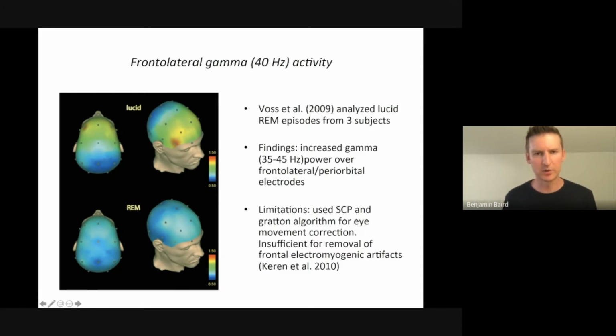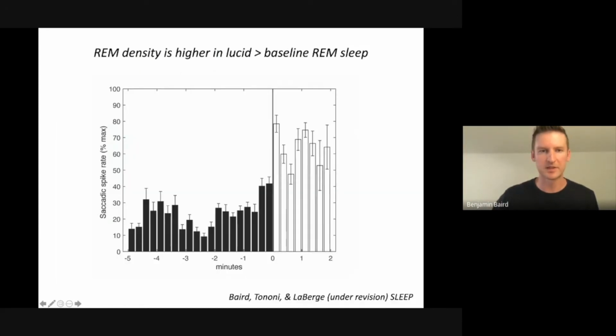One of the reasons that we were skeptical of this finding and wanted to critically investigate it was what I mentioned earlier. We know from the prior literature that lucid dreaming tends to be associated with increased eye movement density. And so indeed, if lucid dreaming has increased eye movement density, you would expect that you'd find an increase in this frontal gamma, which would be reflecting the eye movement activity instead of something else. And so what we first wanted to do was replicate that earlier finding in terms of looking at the REM density in the lucid and baseline REM sleep.